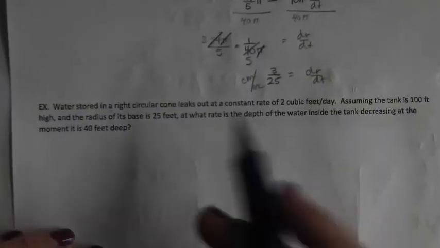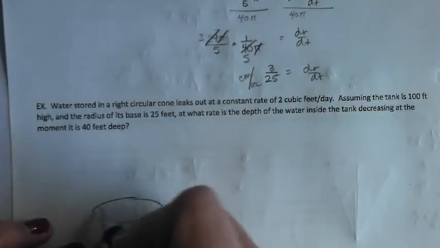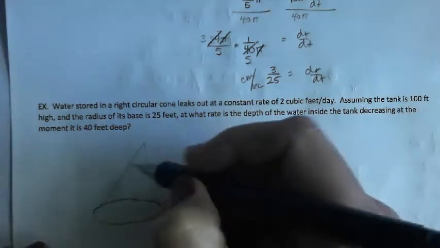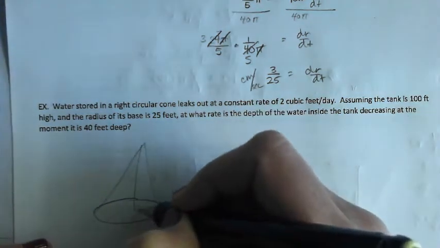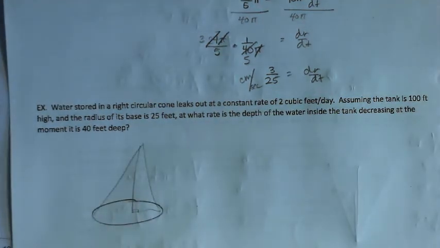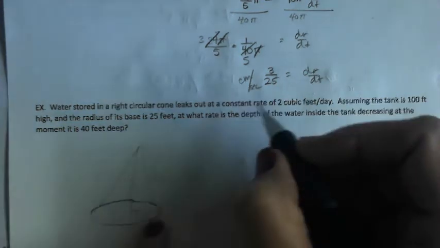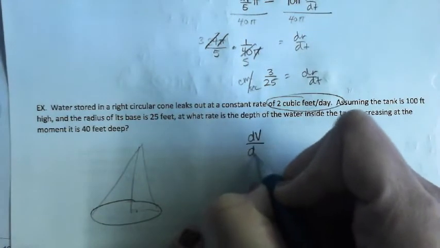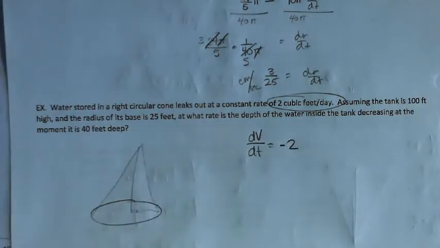Water stored in a right circular cone. A right cone just means it's not slanted. Do you know that? It just means that your height is perpendicular to your base. So the water is leaking out at a rate of 2 cubic feet per day. So dV/dt is -2 because we're losing it.